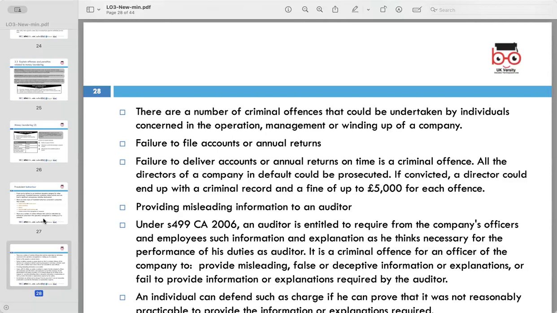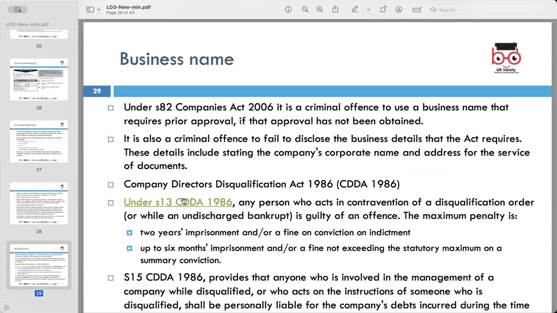So, officers of the company face criminal charges if found to have furnished false or deceptive information or explanations, or if they fail to provide required information to auditors, accountants, or government officials. But individuals can defend against such charges by demonstrating that it was not reasonably practicable to provide the requested information or explanations.